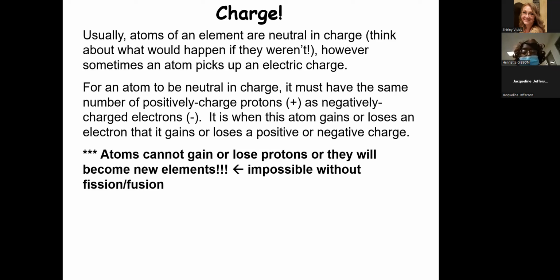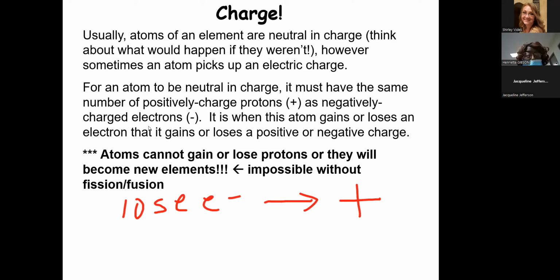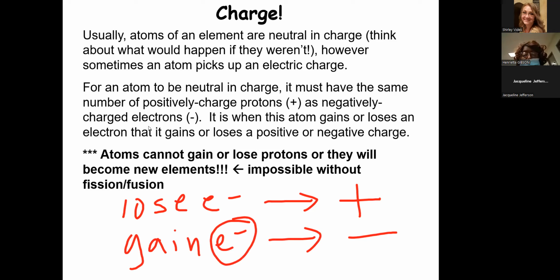Remember that. When you lose electrons, your charge will be positive. If you gain electrons, your charge will be negative, because electrons are negative, so you will have more negative charges. If you lose electrons, since they're balanced, you have the same amount of positives. Let's say this is beryllium.